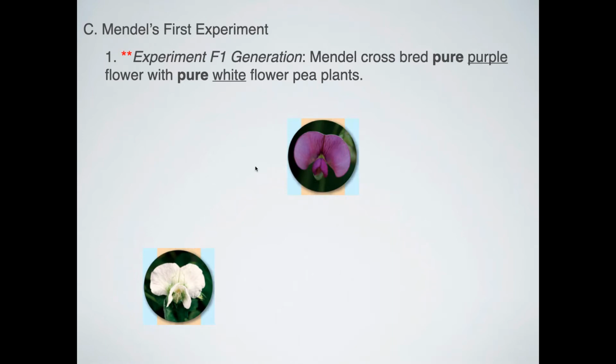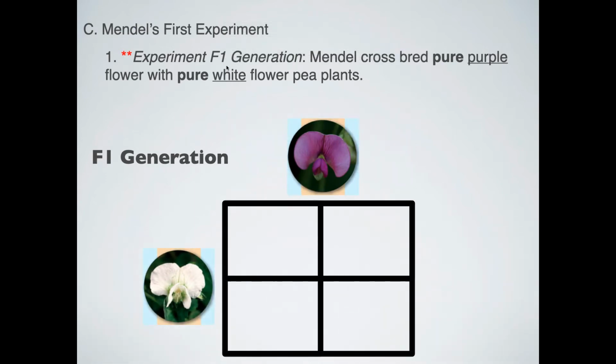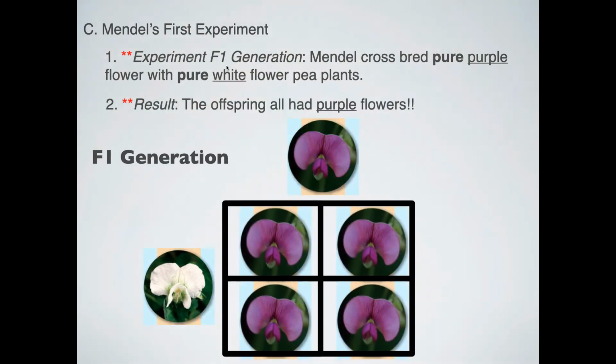So again, we have purple, we have white. Now the children of this parent generation, we would call the F1 generation. And so F1 is what this experiment would technically be called. It'd be called the F1 experiment, meaning it's the first generation of children from these parents. So what did he find? He found that all of the offspring had purple flowers.